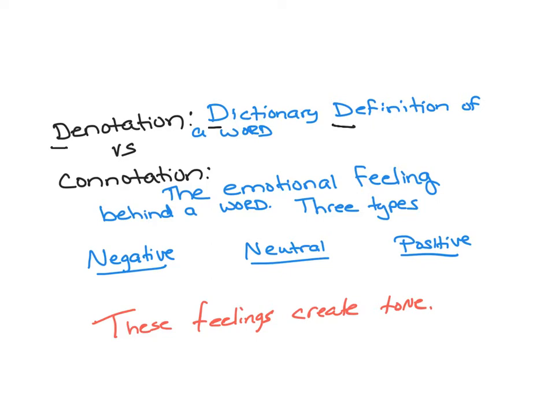Connotation is the emotional feelings that come with a word, okay? And there's three types. There's negative connotation, there's a neutral connotation, and then there's a positive connotation. These feelings, negative, neutral, or positive, actually create the tone of a story, and that's kind of where we're going to focus the lesson.